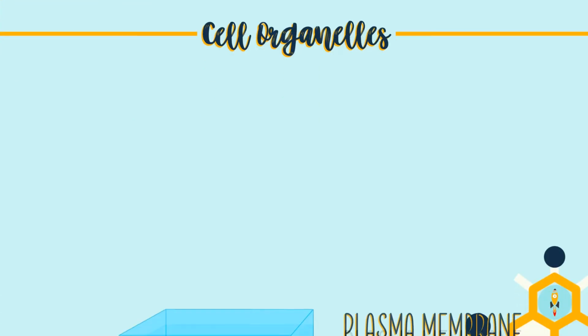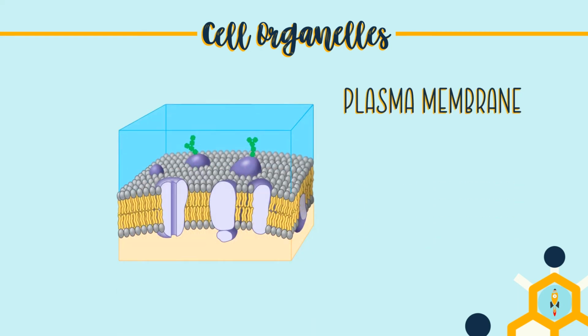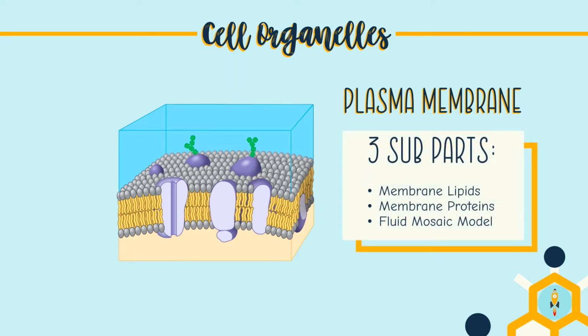First, the plasma membrane. The plasma membrane, also called the cell membrane, allows only certain molecules to enter or leave the cell. It separates internal metabolic reactions from the external environment. Plus, the plasma membrane allows the cell to excrete waste and to interact with its environment. The plasma membrane has three subparts: membrane lipids, membrane proteins, and fluid mosaic model.